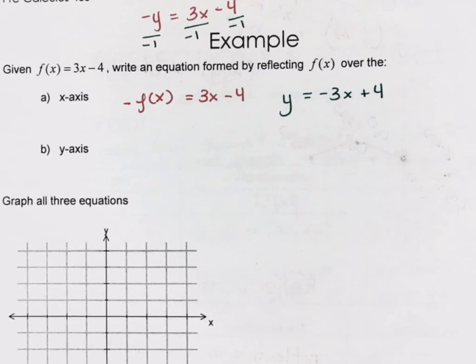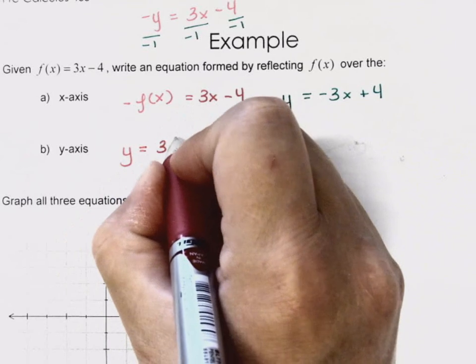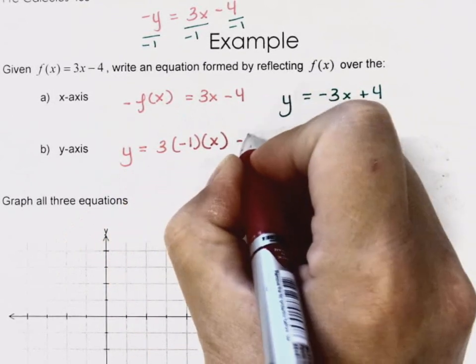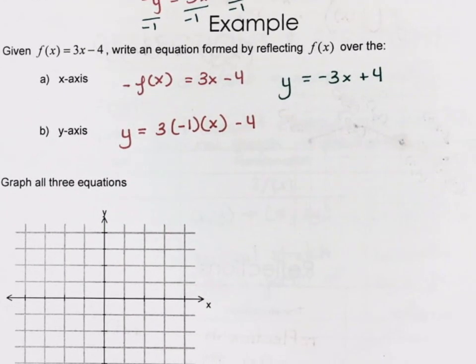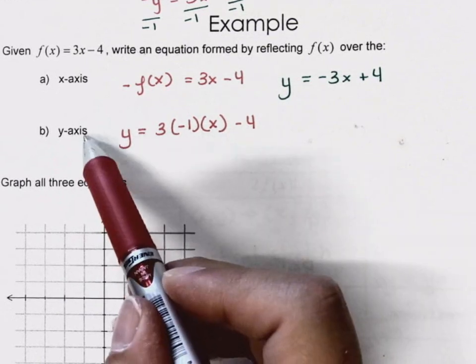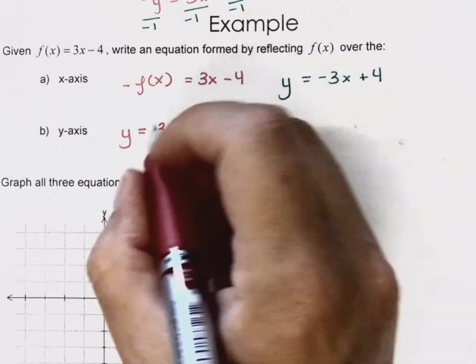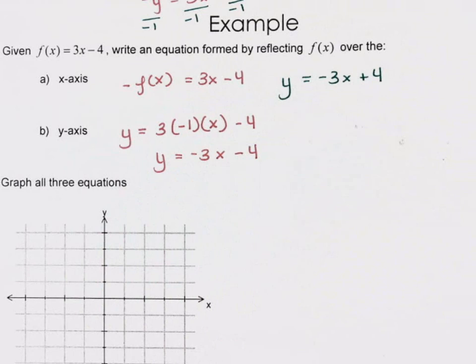Okay, y-axis, what are we multiplying by -1 this time? The x's. So we're going to have y equals 3 times -1 times x minus 4. Because if we want it to reflect in the y-axis, we have to times our x by -1. So if I do all that math, that's going to be -3x minus 4.